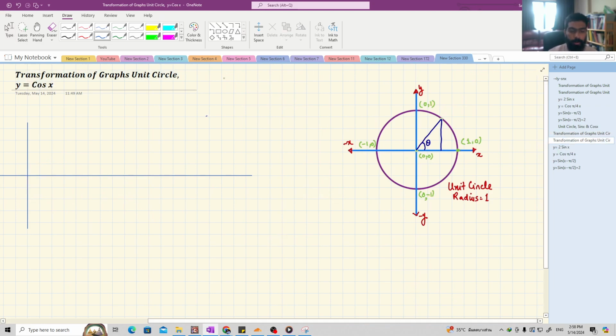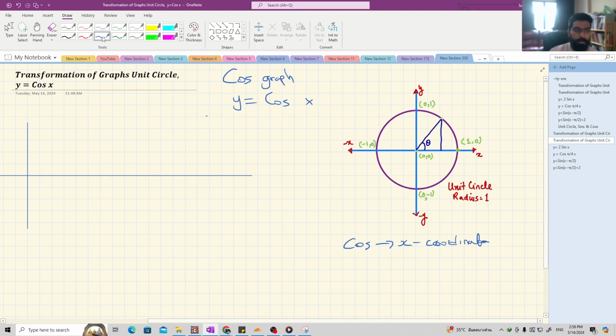Now let's go to the next one, which is the cosine graph. So y is equal to cosine of x. All right, guys. Now, in the previous question, sine had the value of the y coordinate. Now, cosine will have the value of the x coordinate. So, let me write that down, x coordinate.